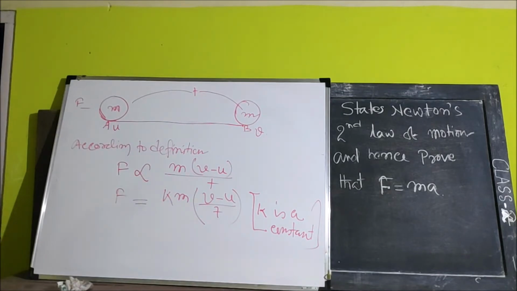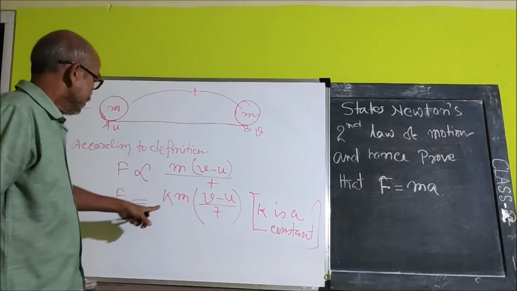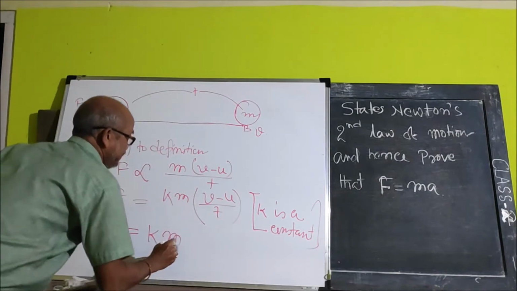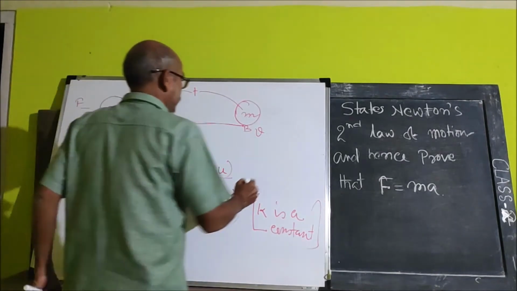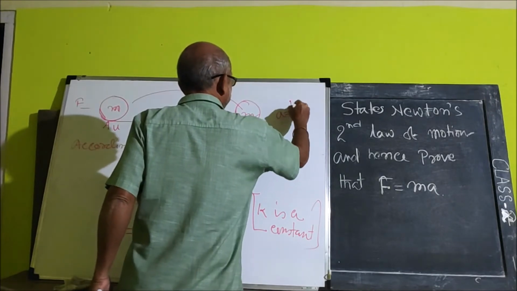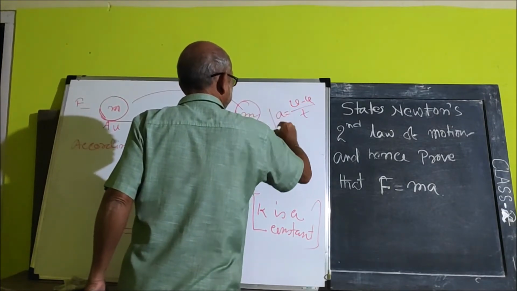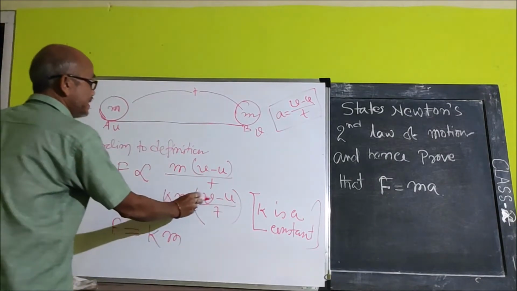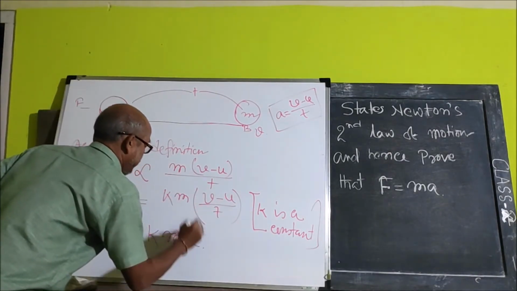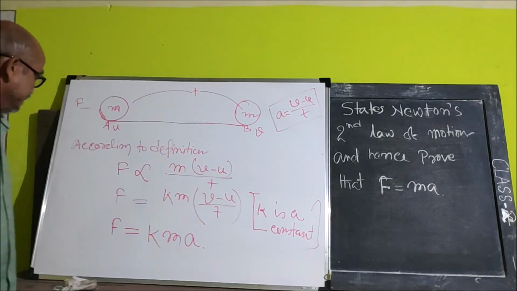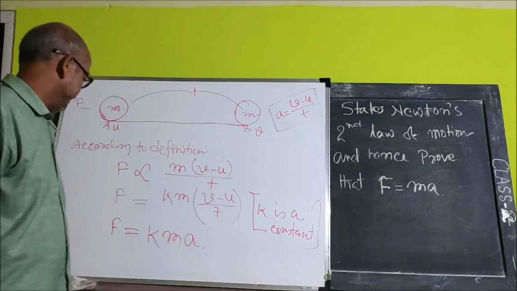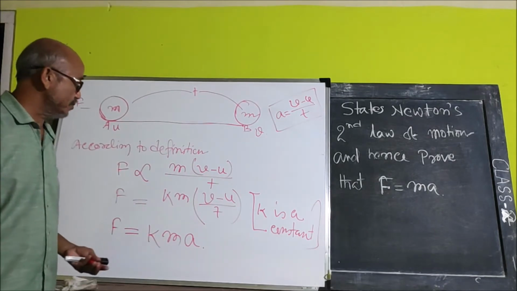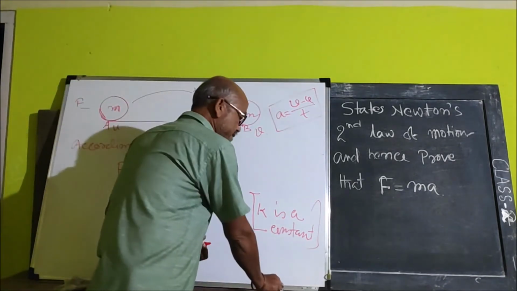K is a constant. Now, F equal to K M. We know a equal to V minus U by T, so V minus U by T means a. That means F equal to KMA.